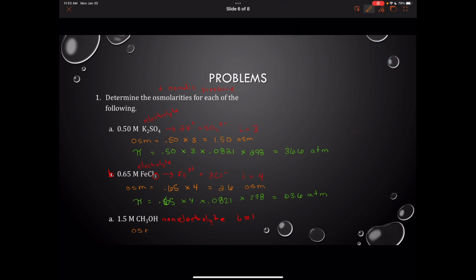That means that my osmolarity is 1.5 times 1. So I have 1.5 OSM. And then my osmotic pressure would be 1.5 times 1 times 0.0821 times 298, giving me an osmotic pressure of 36.6 atmospheres. So the larger the concentration, or not just concentration, concentration plus the number of particles, gives me higher osmolarity, higher osmotic pressure.